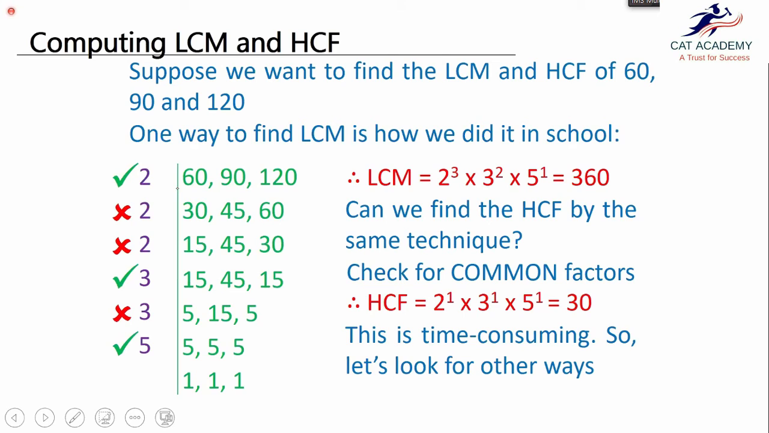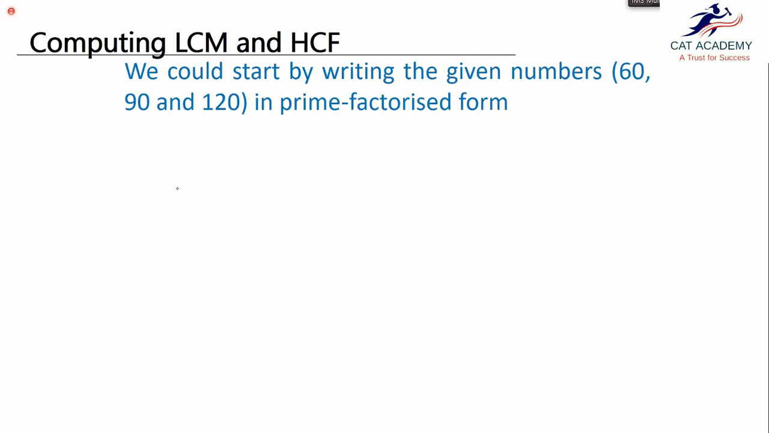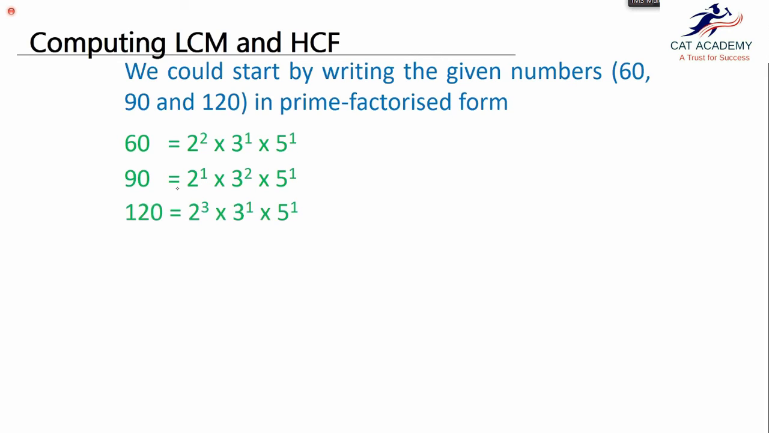As I said, this was the school method. Now, if we want to look for a better method, what we should do is prime factorize these numbers. So 60 can be written as 4 into 15, that is 2 square into 3 into 5. 90 can be written as 15 into 6, that is 2 into 3 into 3 into 5, that's 2 into 3 square into 5. Then 120 can be written as 15 into 8, that is 2 cube, 3, 5.